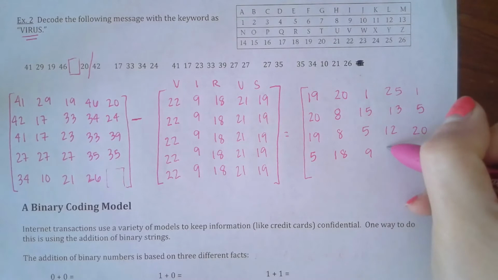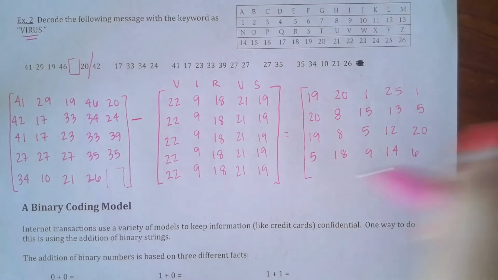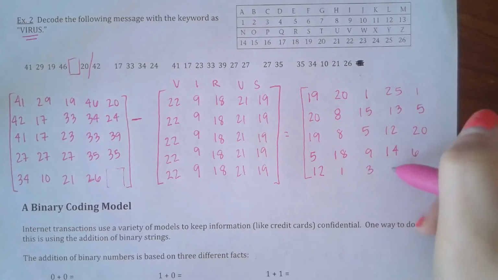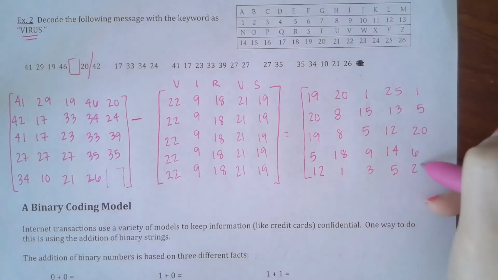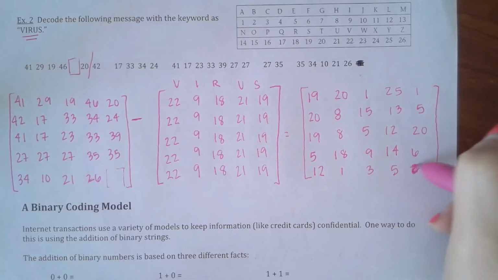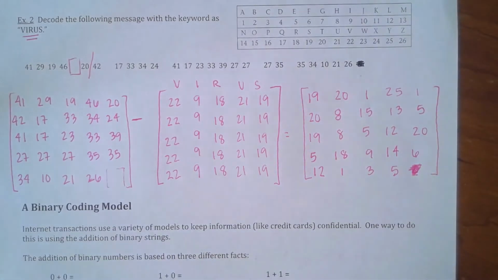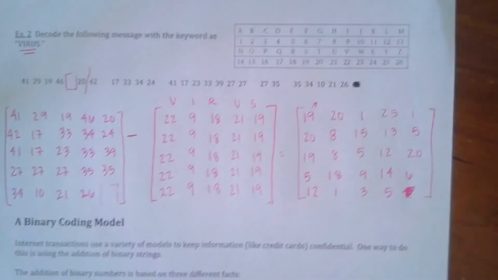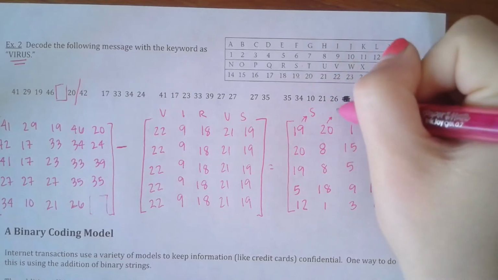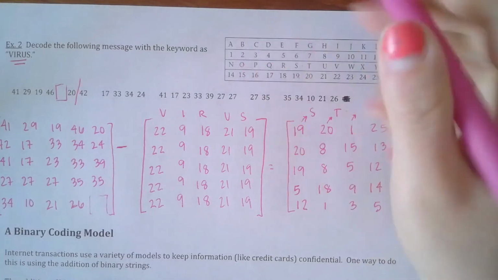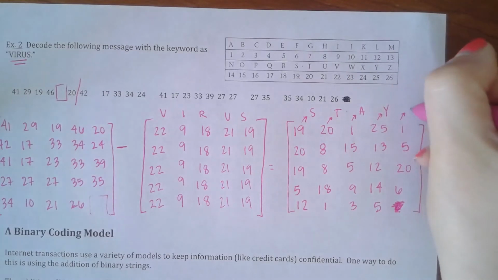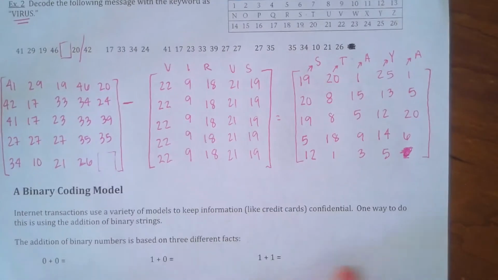And now what we're getting here is our original message where every number is represented by the same letter. So we can just use our chart backwards to decode our message. So if we look in our chart, 19 should be S, 20 should be T, 1 should be A, and so on and so forth. So we can continue on. I'm just going to do it down here.